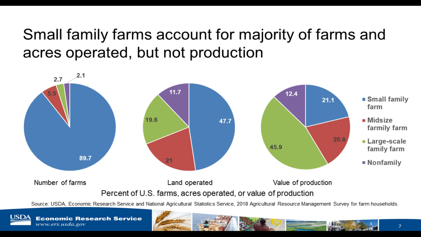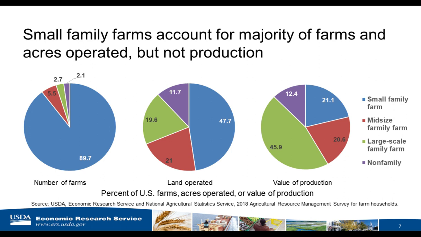So the majority of farms are small family farms, but large-scale farms have the largest share of the value of production. Small farms represent 90% of all farms, 48% of the acres operated, but only 21% of production. Whereas large-scale family farms represent 2.7% of farms, but account for the largest share of production at 45.9% on only 19.5% of total acres operated. Family farms as a whole represent 98% of all farms and 88% of production.